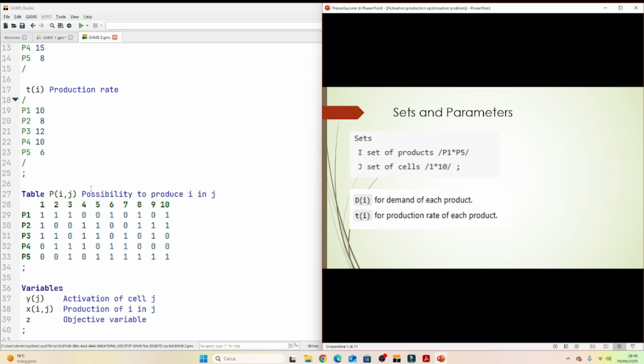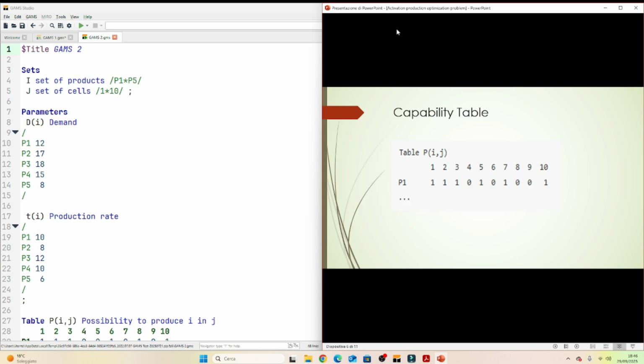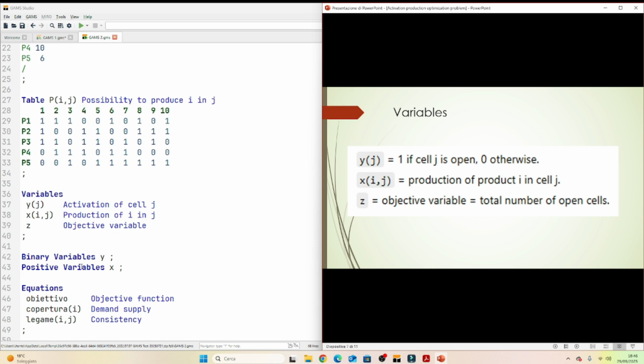The first one is y_j, a binary. It equals 1 if cell j is opened. Second, x_ej is the amount of product e produced in cell j. And z is the objective variable, which is the total number of open cells that need to be opened. Here we have the binary variables and positive variables.